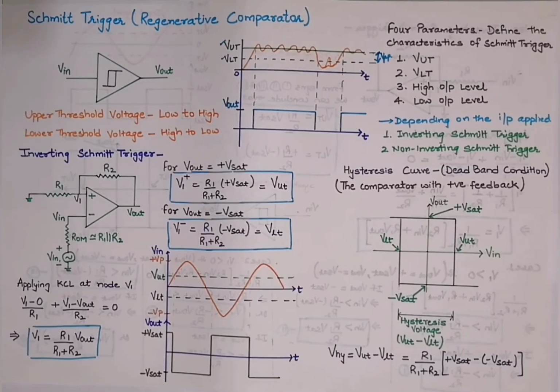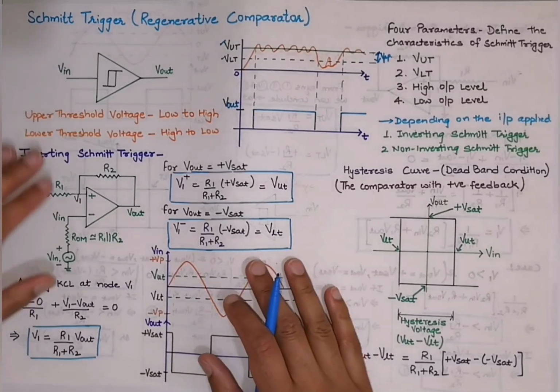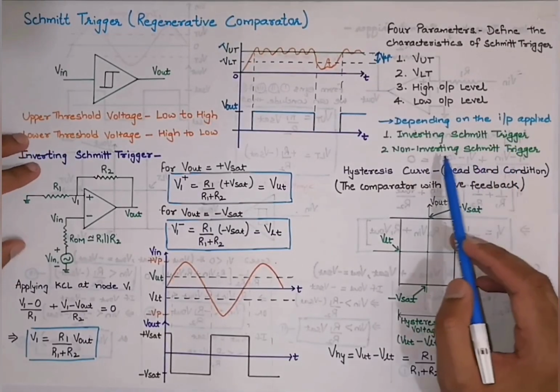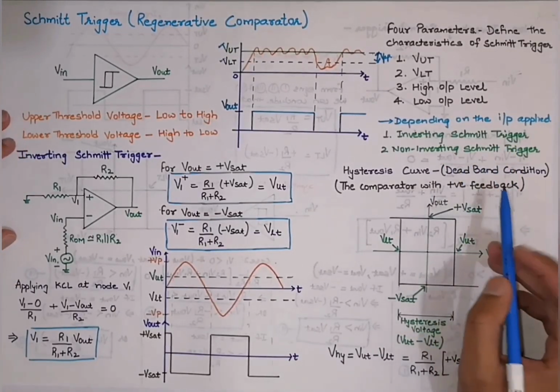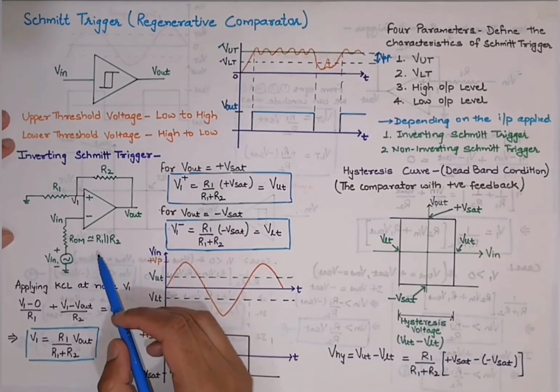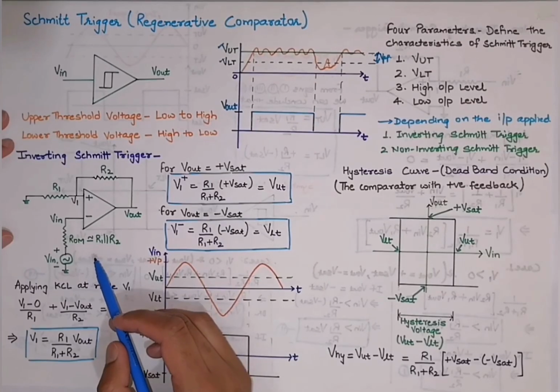If the input is applied at the inverting terminal, then that kind of Schmitt trigger is the inverting Schmitt trigger, and if the input is applied at the non-inverting terminal, that is the non-inverting Schmitt trigger. So let's first discuss the inverting Schmitt trigger. This is the circuit diagram of the inverting Schmitt trigger.